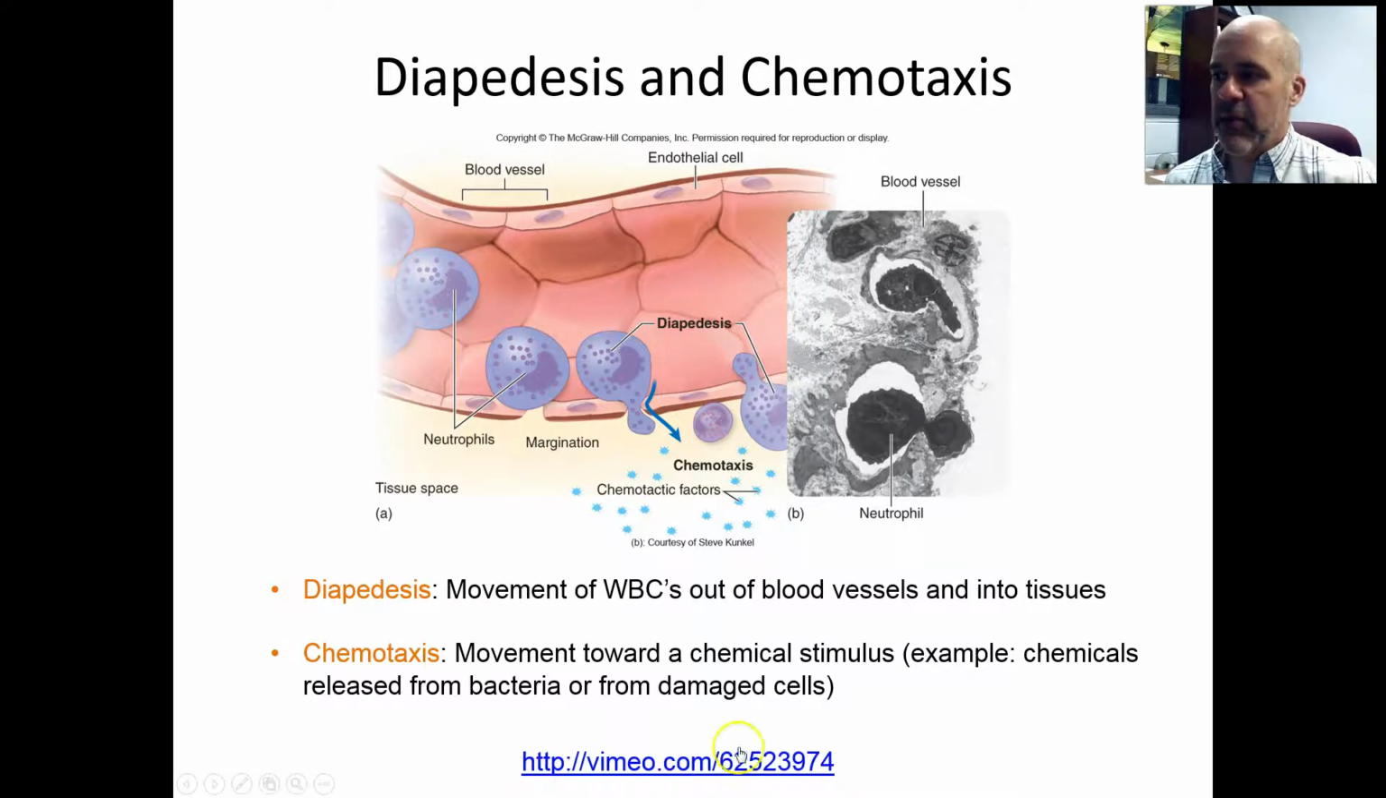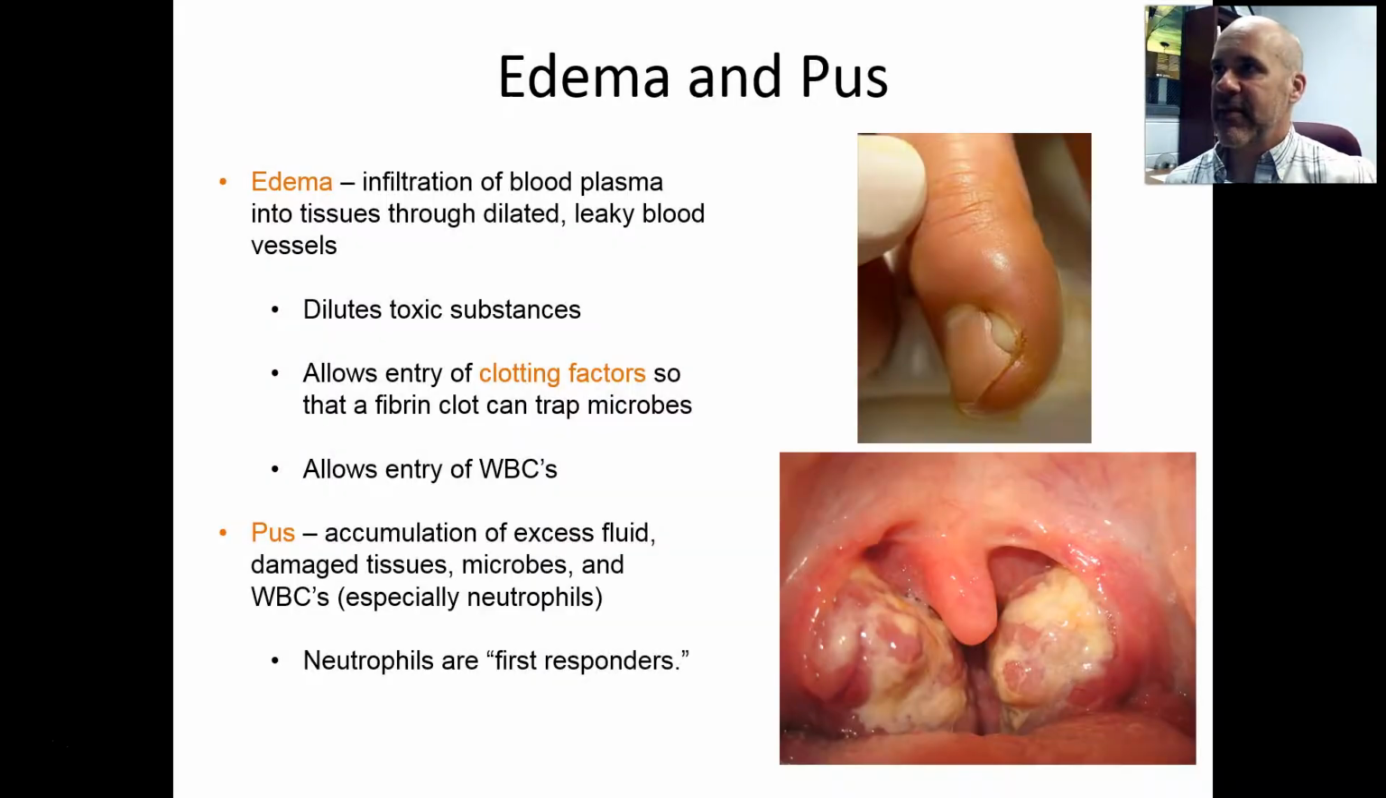There's a link to a video here that you might want to take a look at where you can see some more examples of diapedesis and chemotaxis going on.